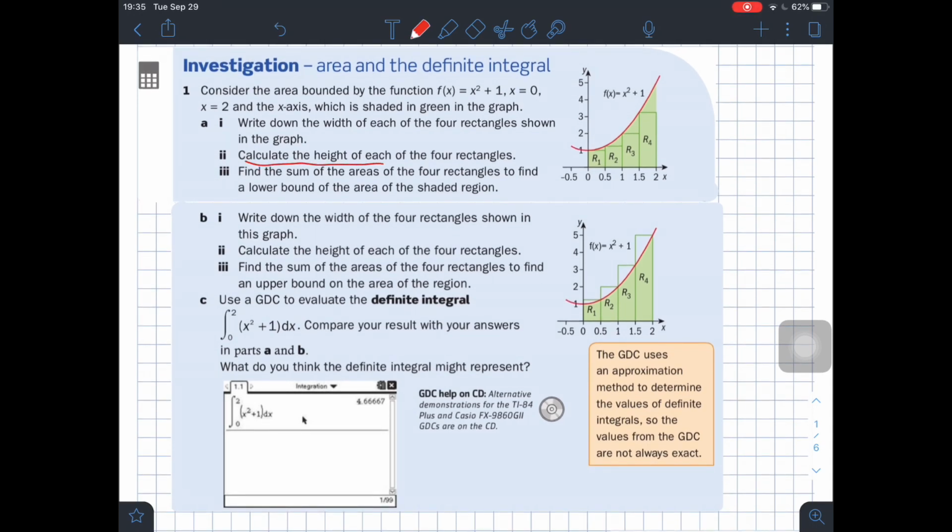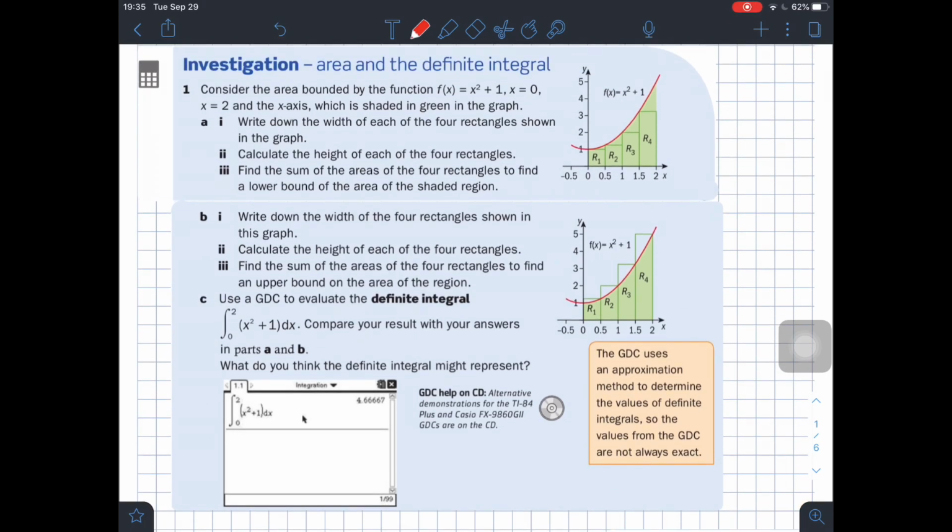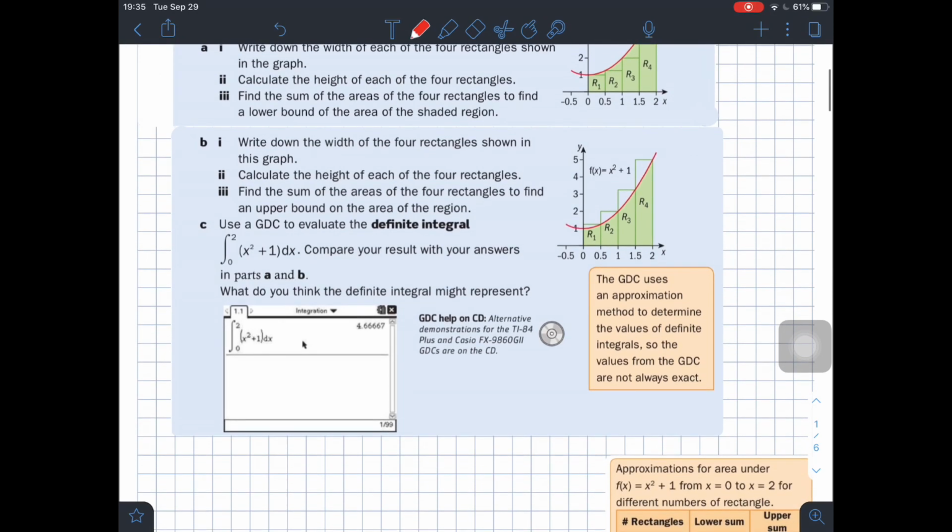Then it says, calculate the height of each of the four rectangles, find the sum of the areas of the four rectangles, and find a lower bound of the area of the shaded region, okay? So you can, if you want, do this on your own in order to understand what's happening, right?